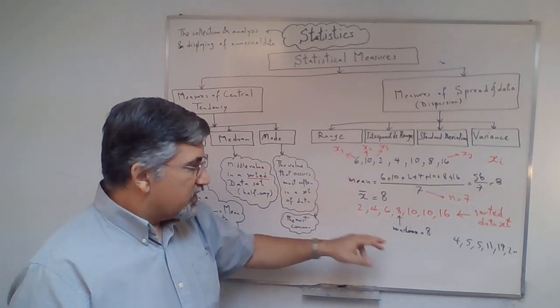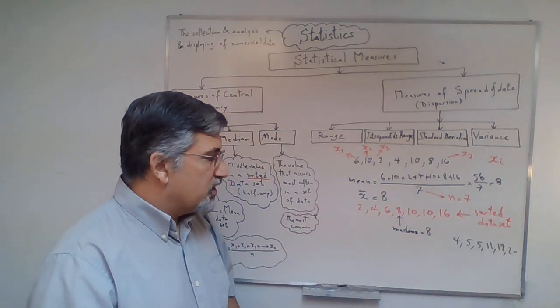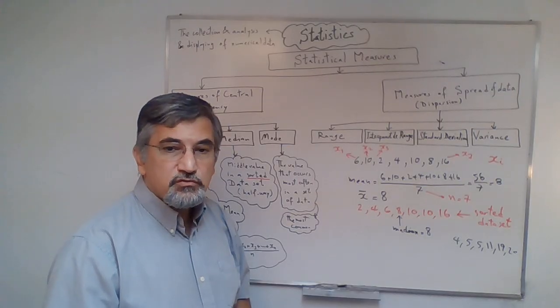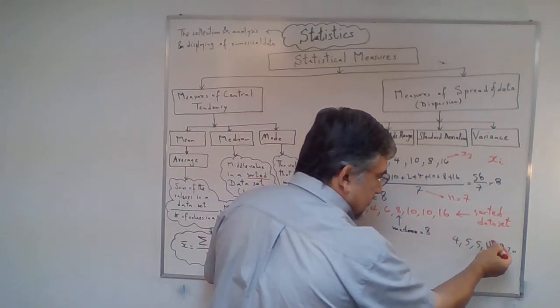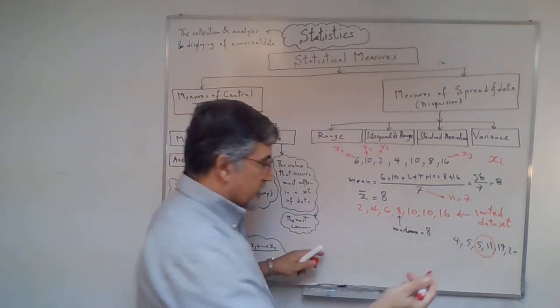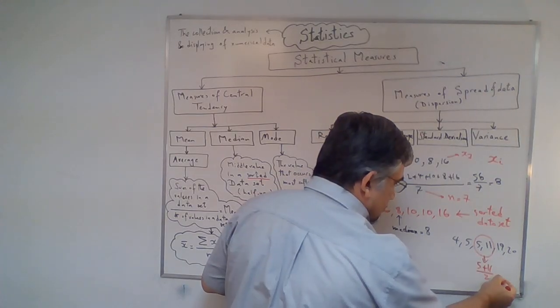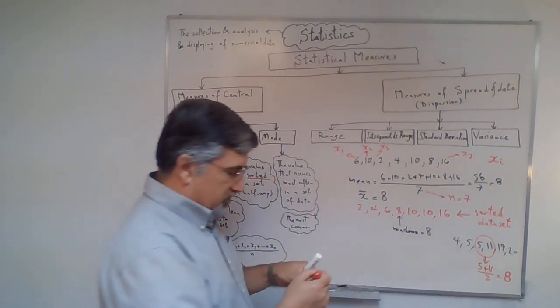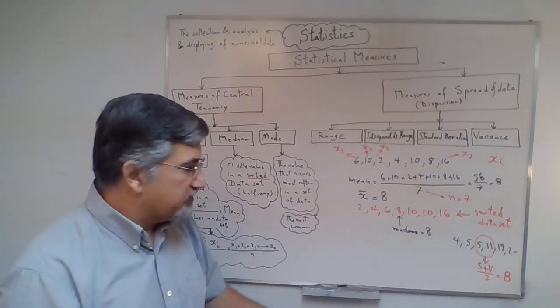Obviously not. In these cases, when you have an even number of data values, you take the average or the mean of the 2 middle values. So you're going to grab 5 and 11, and you're going to find their average. So what is 5 plus 11 divided by 2? It's going to be 8. Again, what a coincidence. Again, I got 8, but it doesn't mean that we always get 8.